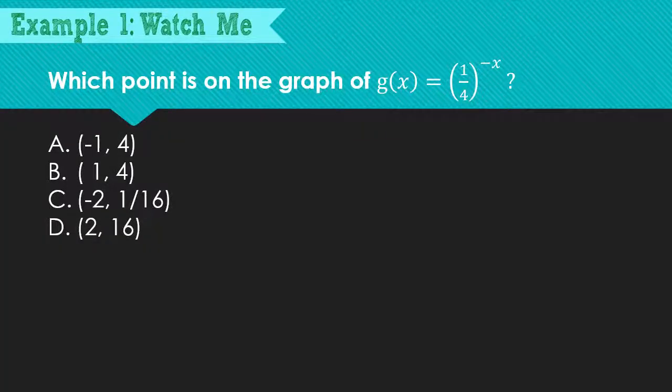Okay, so let's watch another example. Which point is on the graph of g of x equals 1/4 to the negative x power? So here I have 4 different points to test. I have (-1, 1), (-2, 2) and so on. If I start with my first point, I'm going to substitute in -1.